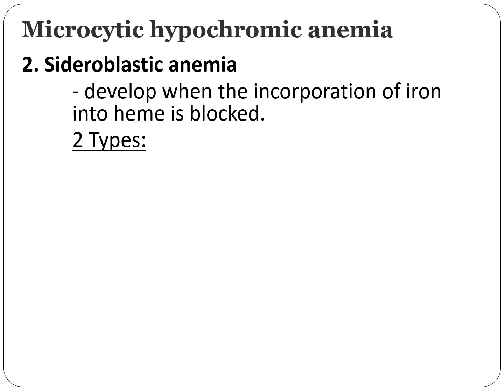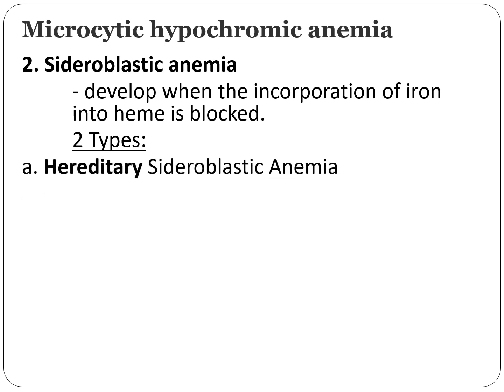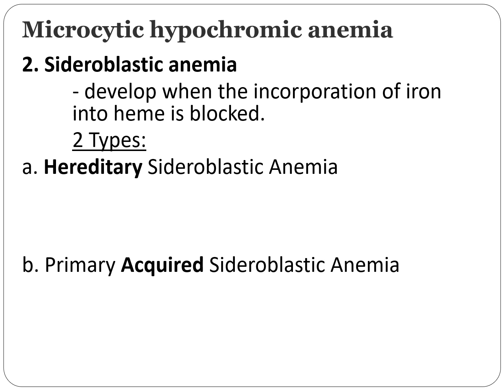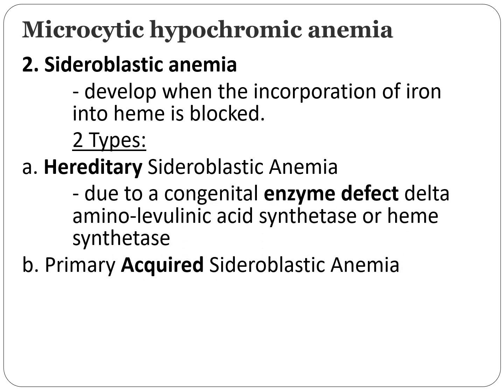So, instead of the healthy red blood cells na napoproduce ng bone marrow, the bone marrow produces what we call ring sideroblasts. And these ring sideroblasts are the hallmark of sideroblastic anemia. We have two types of sideroblastic anemia: hereditary sideroblastic anemia and acquired sideroblastic anemia.